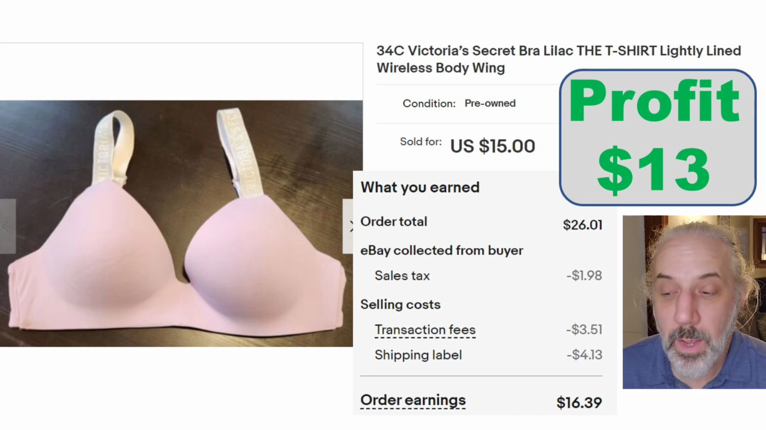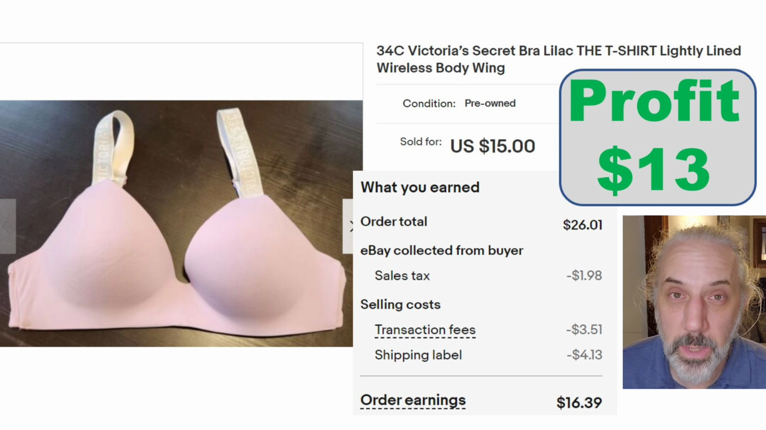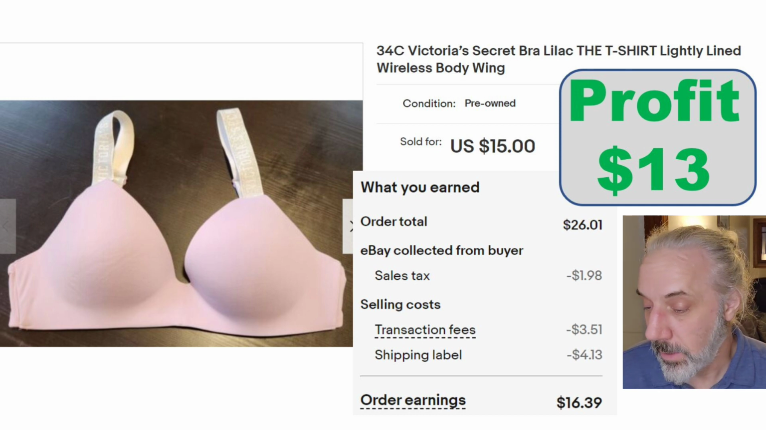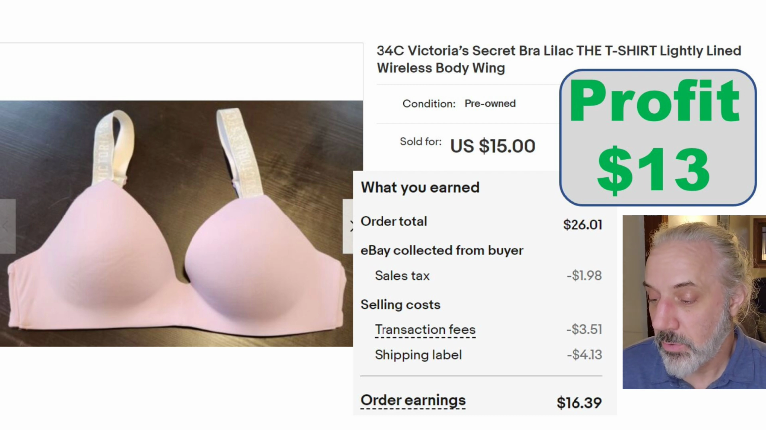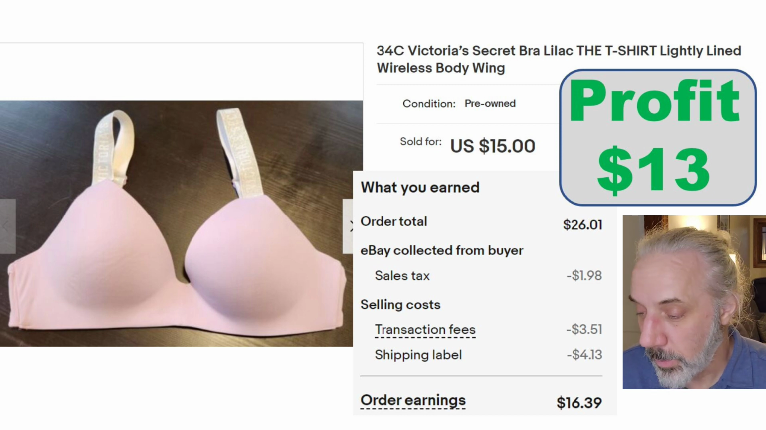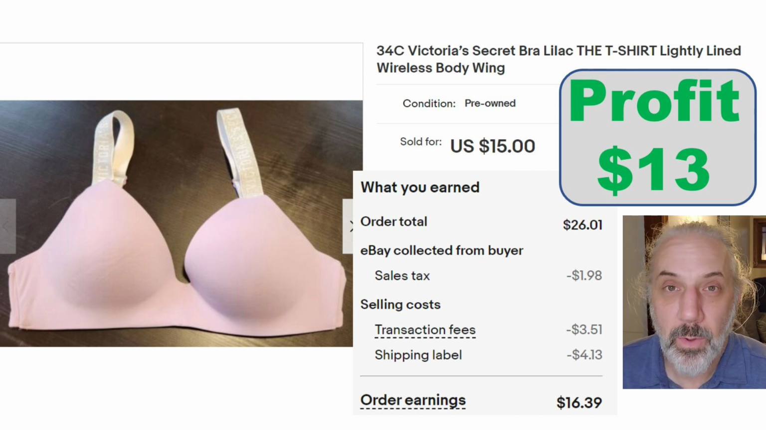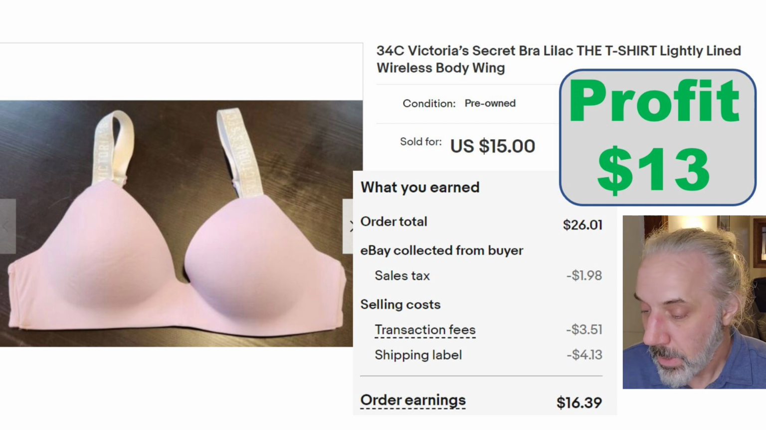Okay, so here we have a bra by Victoria's Secret. Now I see bras in the bins all the time, and I don't pick them up. I don't even look at them. I toss them to the side. But for some reason I grabbed this one. I think I just saw the big straps that said Victoria's Secret, and so I looked into it a little bit further. It looks super clean. It's 34C, and the tags gave some keywords for me to use to help me create the listing and find similar items. So that was another reason for grabbing it.